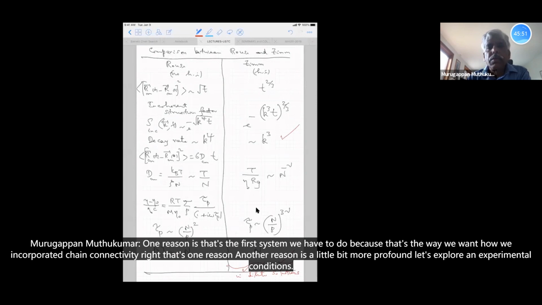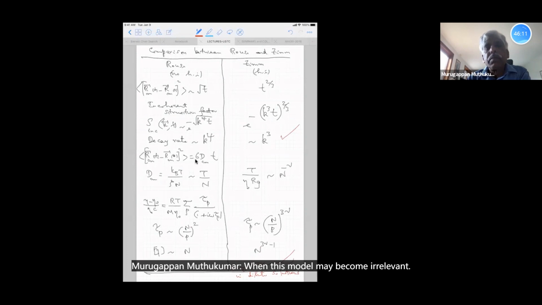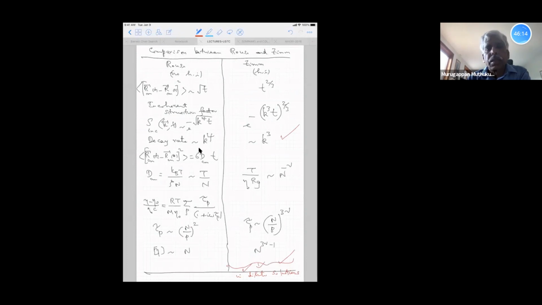One reason is that's the first step we have to do, because that's how we incorporate chain connectivity, right? That's one reason. Another reason is a little bit more profound. Let's explore experimental conditions when this model may become relevant, right?